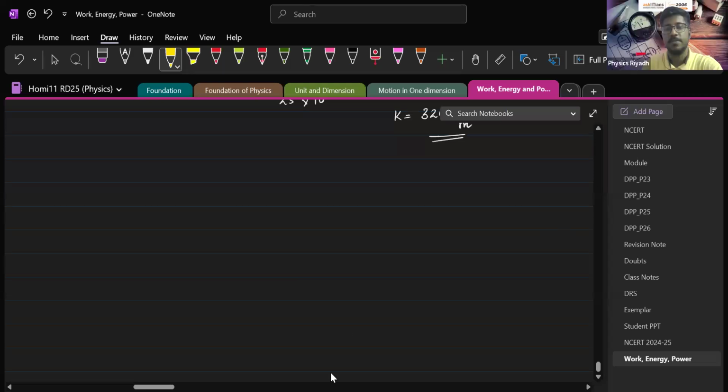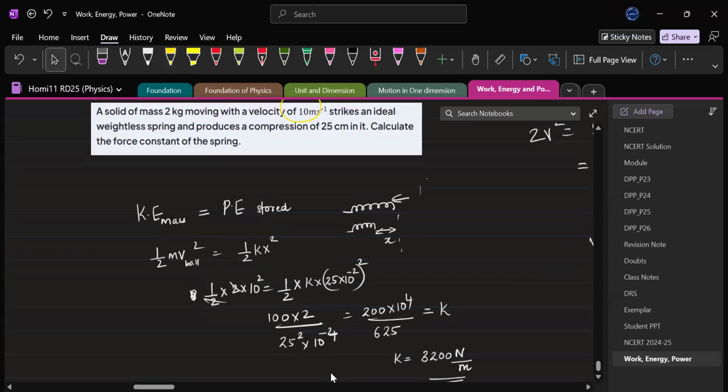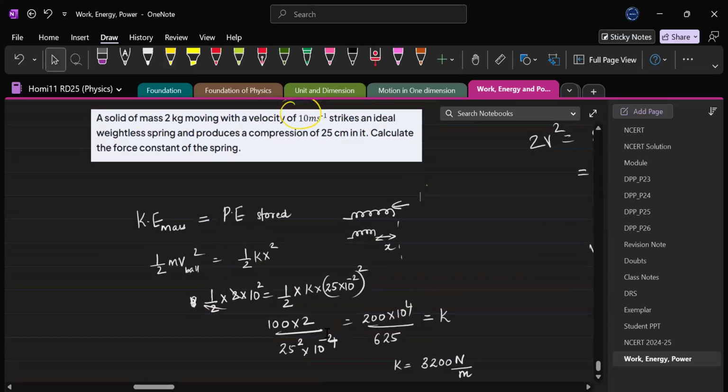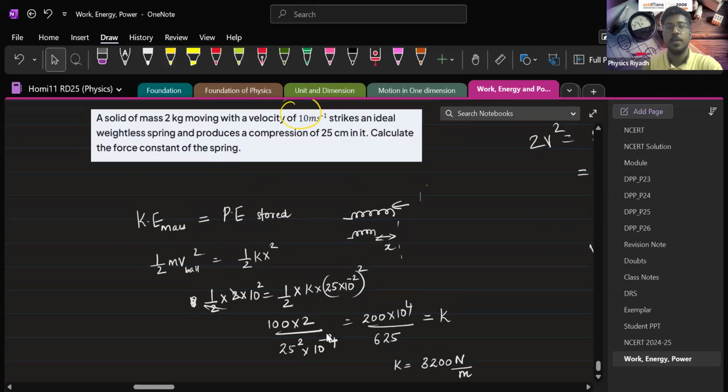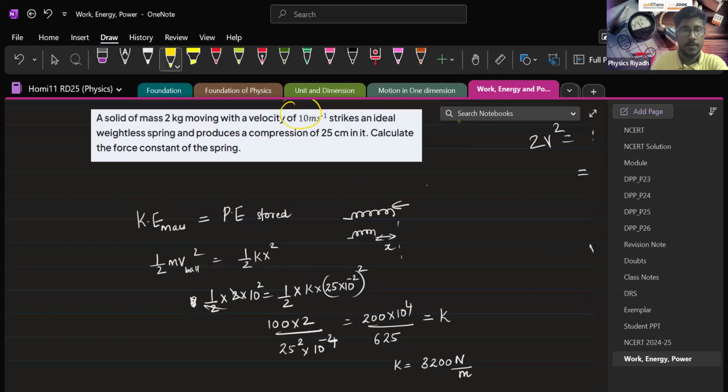Yes, sir, why is the kinetic energy equal to the potential energy? Because whatever kinetic energy it has. Okay, let me think of it like this. Imagine there is a spring here. Now you are throwing a ball. This ball is having a speed of 10 meter per second. That means what is the energy it is having? Only kinetic energy.